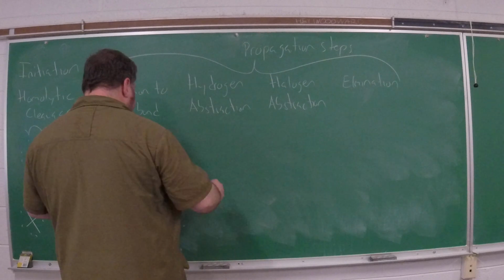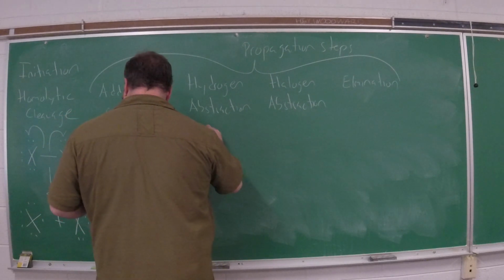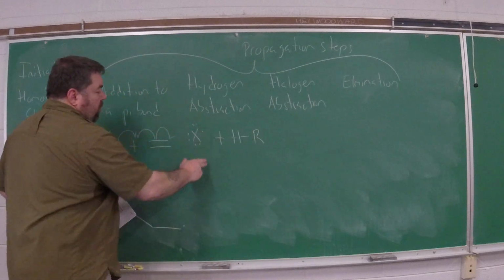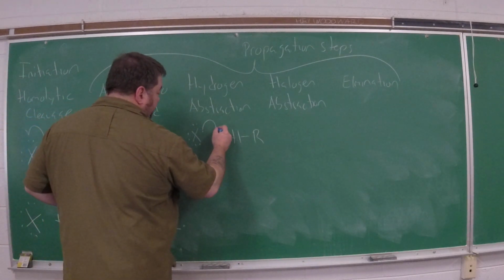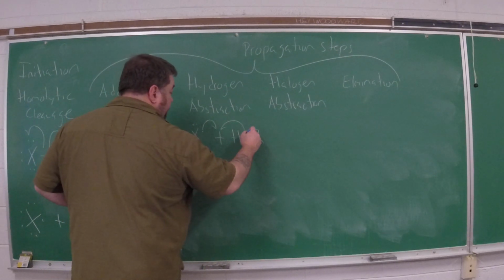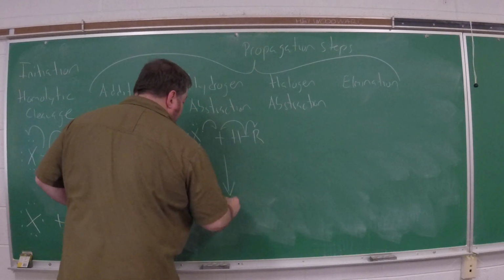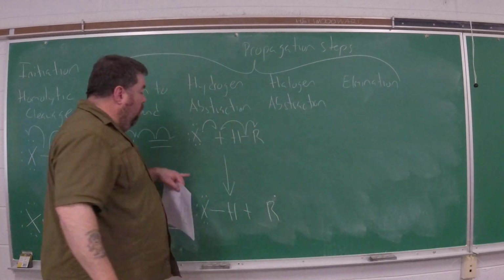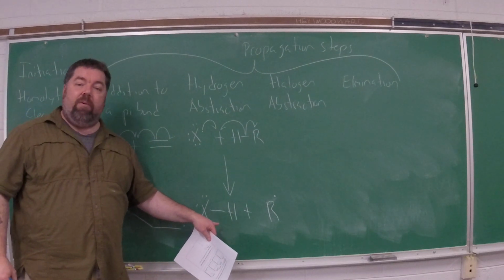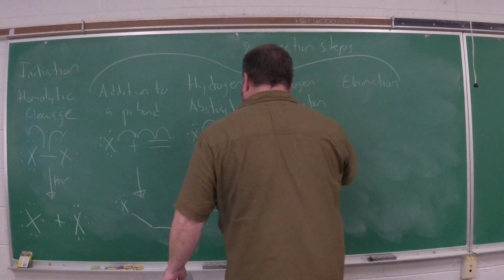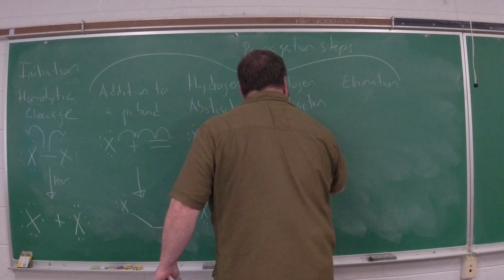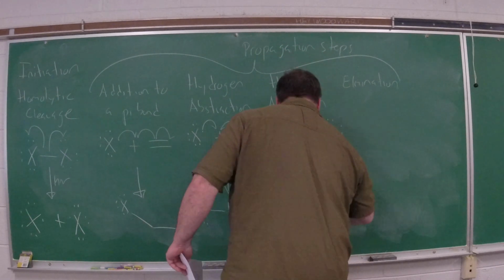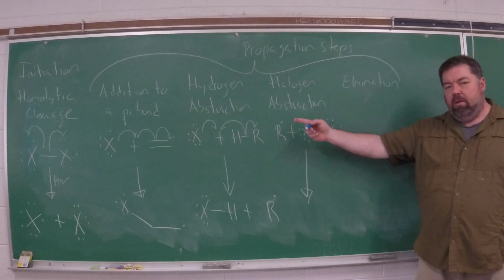Let's take a look at hydrogen abstraction. So again, hydrogen abstraction. Note, once again, free radical in the reactants, in the products, free radical, propagation. Let's take a look at halogen abstraction. So again, here we have a free radical. This is carbon of some sort.